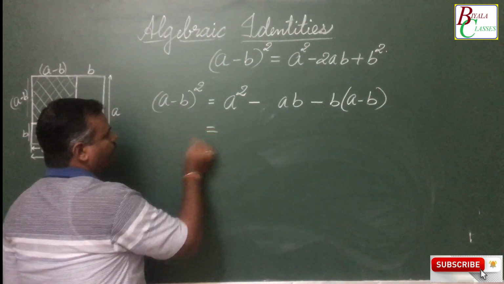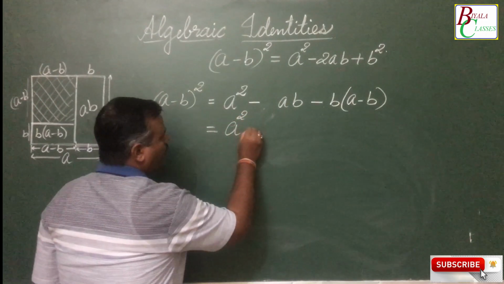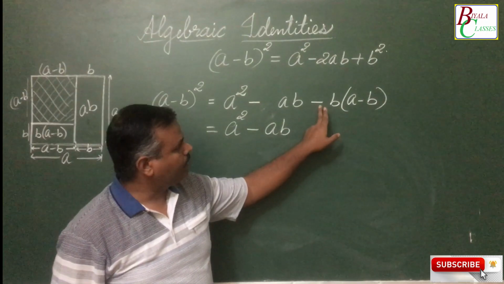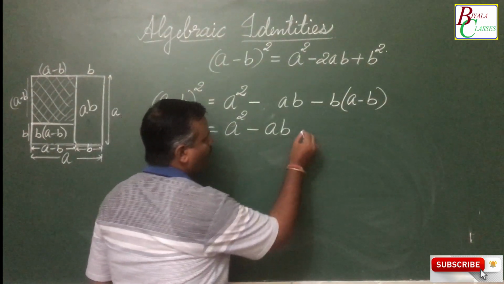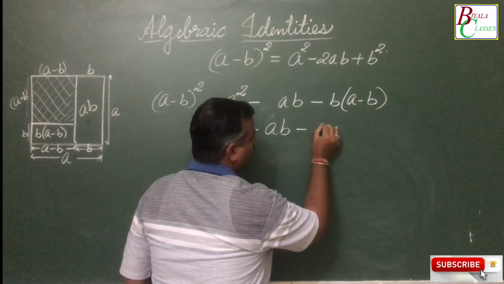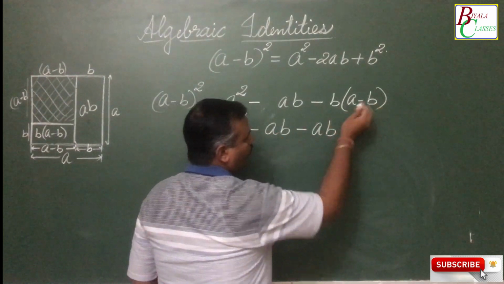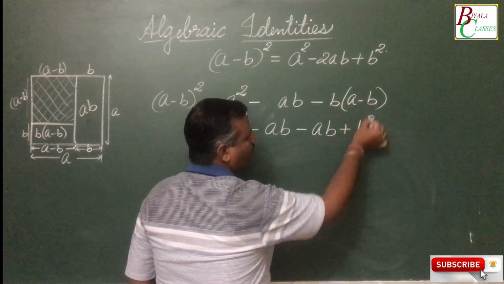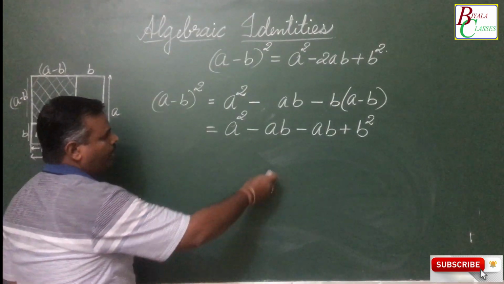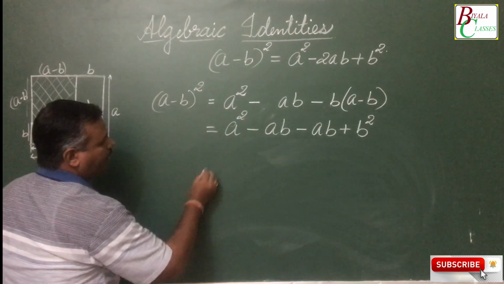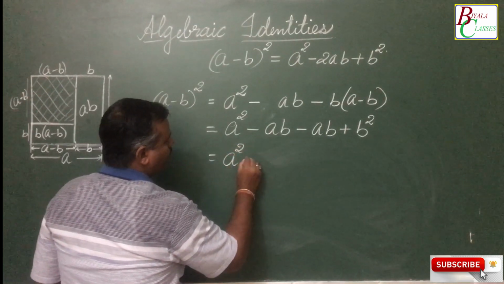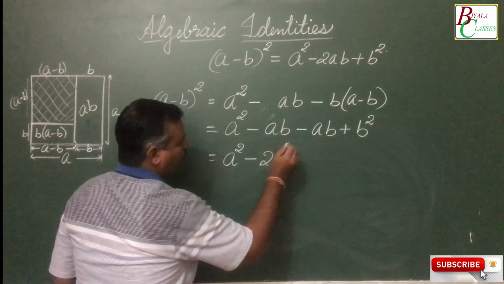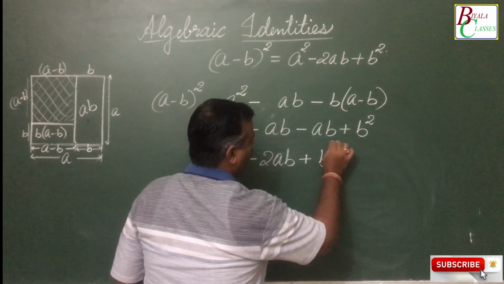You can simplify this now. It is A squared minus AB. If you simplify minus B multiplied by A minus B, what do you get? It is minus AB and plus B squared, because minus B multiplied by minus B will be B squared. Here again AB and AB are the two like terms. So we have A squared minus 2AB plus B squared.